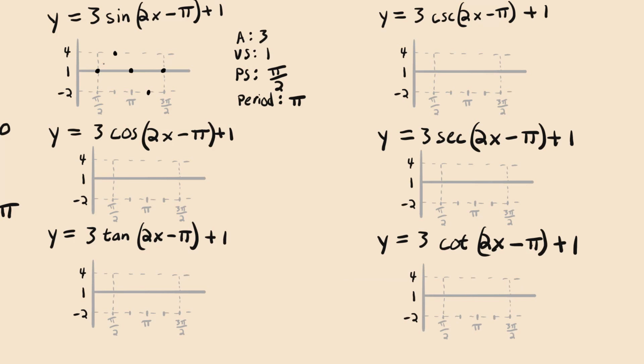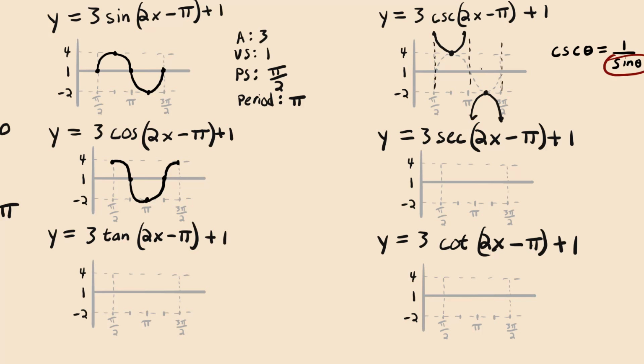Sine we already know from before. Cosine looks like a U. I'll do cosecant next, since cosecant is 1 over sine. So whatever sine function we had, we have to invert it, like this. Also, since sine is in the denominator, we know that whenever we have a 0 in sine, that would become an asymptote in cosecant.